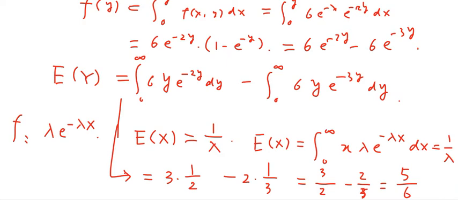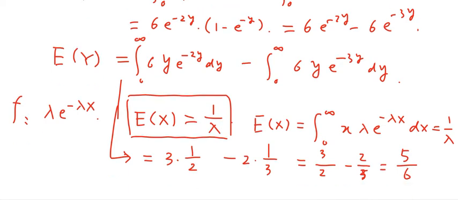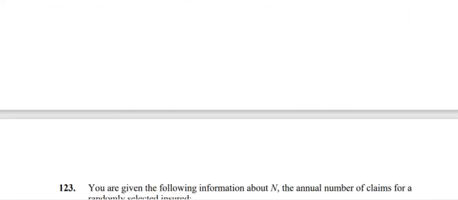So for the exponential distribution, we need to remember those things. The mean is 1 over lambda, and the variance is 1 over lambda squared.